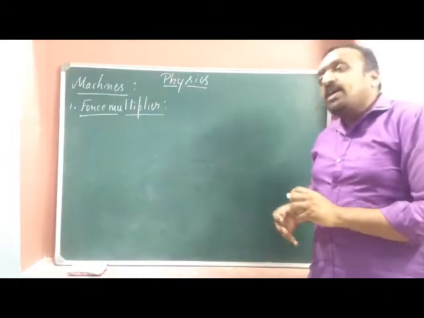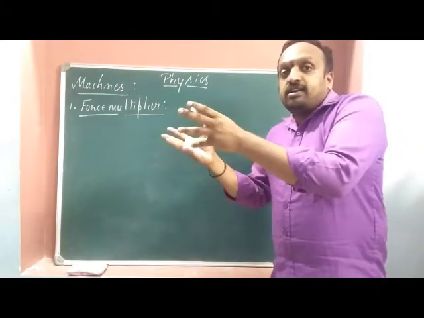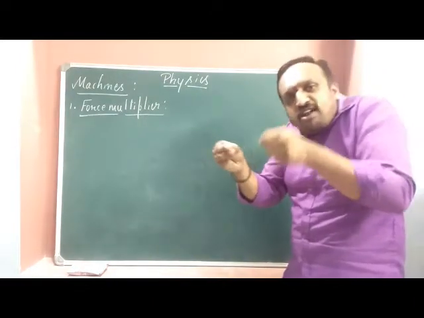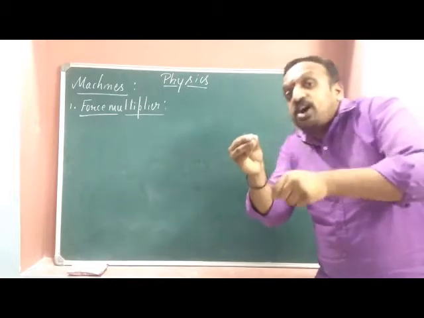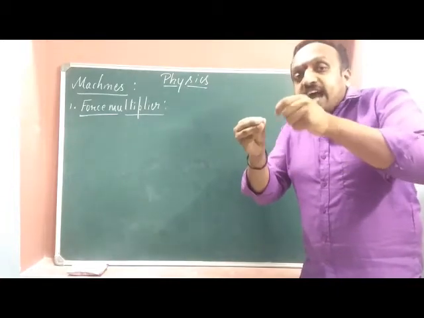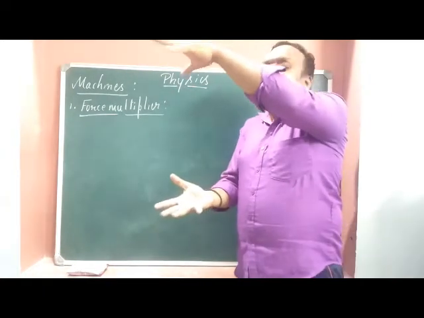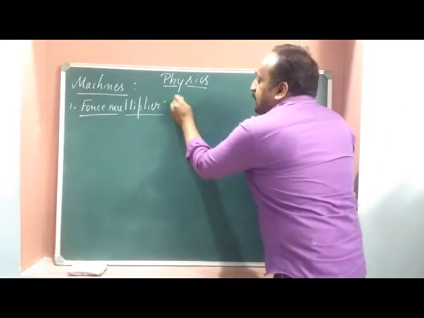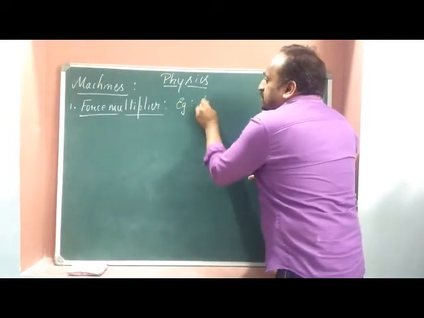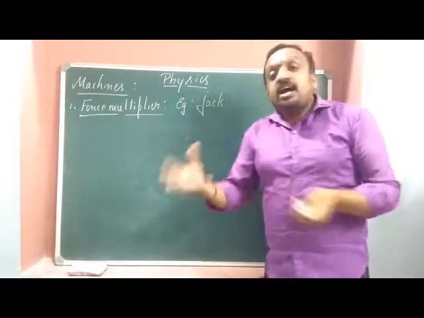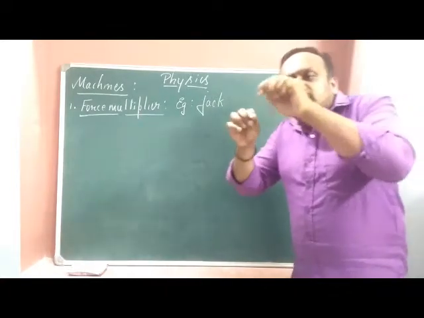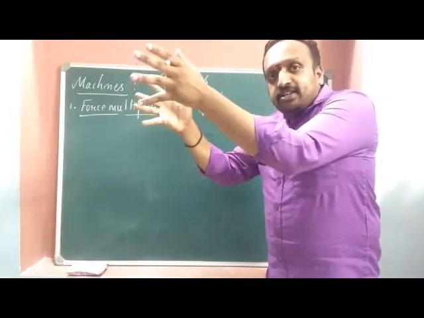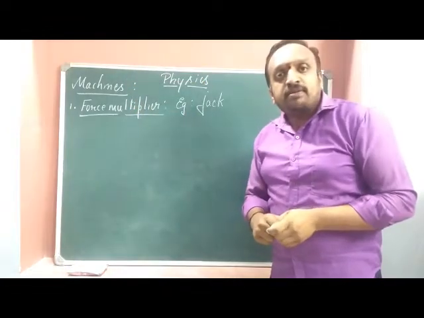For example, if I want to lift a car, I will use a jack. With a small effort in the rotation of the jack, I can lift the car. So that is an example of a force multiplier. The example of force multiplier is a jack, that may be hydraulic or non-hydraulic. With a small rotation in a jack, I am able to lift the car. So that is the force multiplier.